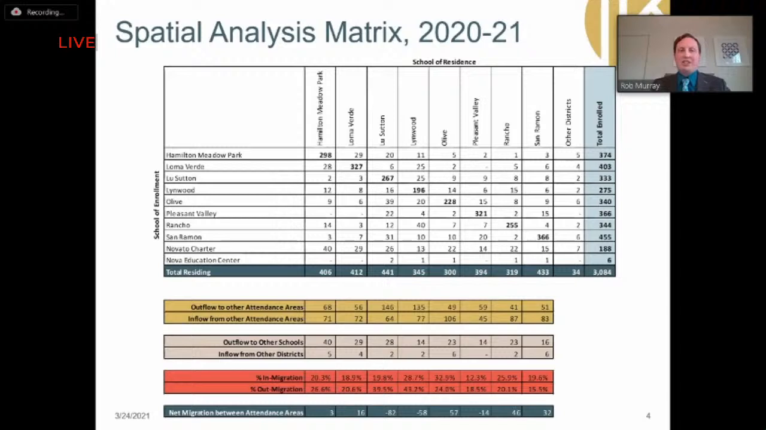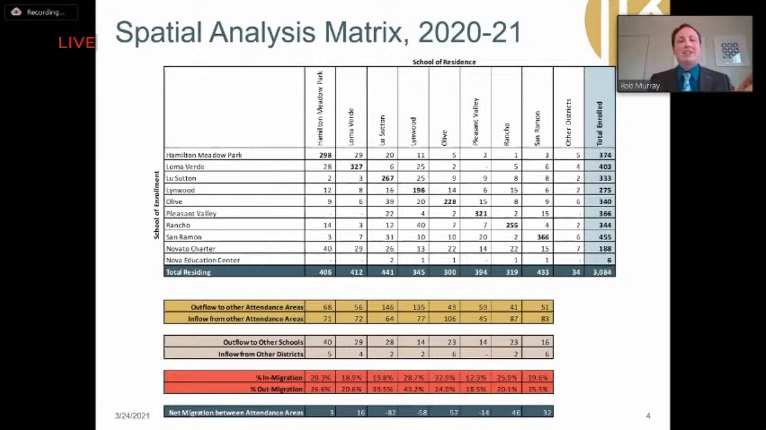And then the out-migration is looking now at the residents and what percent of those residents who live in that boundary are leaving to enroll in a different district school or Novato Charter or Nova. And so that's where you see the 26.6, still looking at Hamilton. So of their 406 residents, 26.6 percent of them are, for whatever reason, enrolling in a different school.